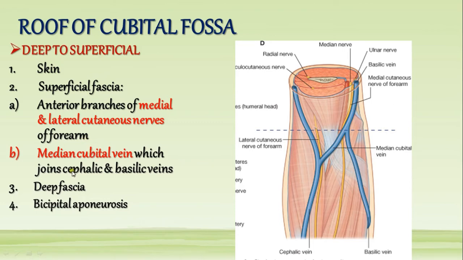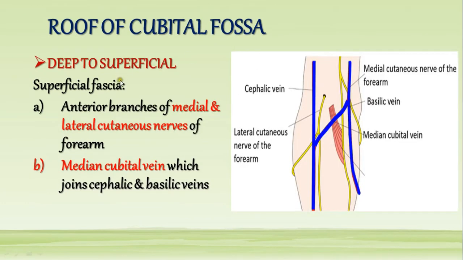After removing the superficial fascia, there is a layer of deep fascia, and after the deep fascia, we can find an aponeurosis which is called the bicipital aponeurosis. The relationship of these structures is also very important. In the superficial fascia, the anterior branches of the medial and the lateral cutaneous nerves of the forearm are present, and just above them, or you can say just superficial to them, the median cuboidal vein is present.